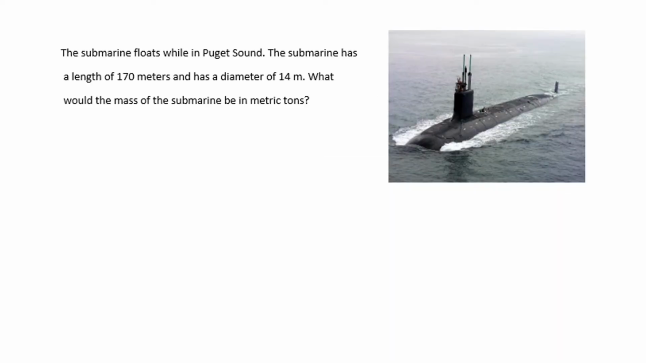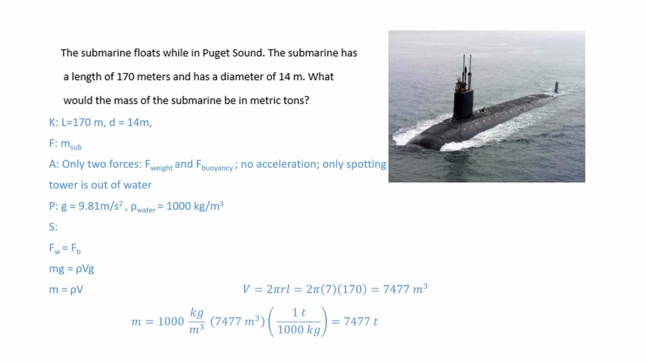The second question states the submarine floats while on Puget Sound. The submarine has a length of 170 meters and a diameter of 14 meters. What would the mass of the submarine be? Our knowns: length is 170 meters, diameter is 14 meters. We are finding the mass.